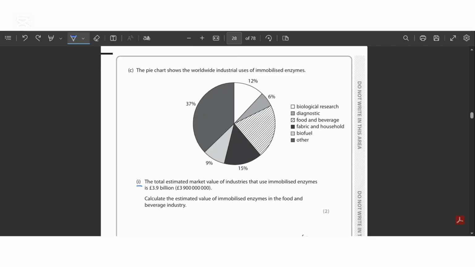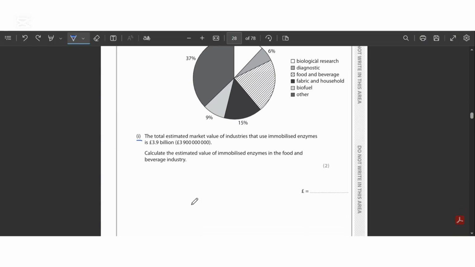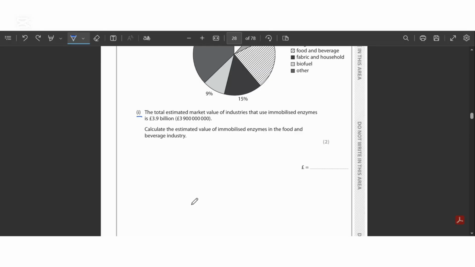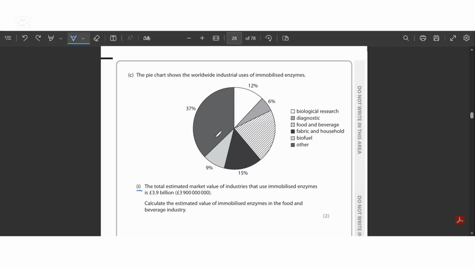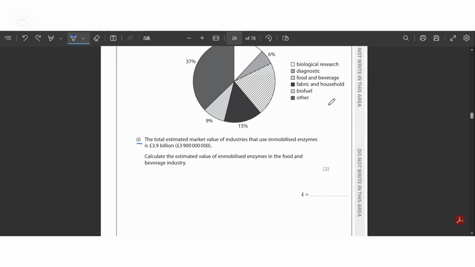Part 1 says that the total estimated market value of industries that use immobilized enzyme is 3.9 billion. Calculate the estimated value of immobilized enzyme in the food and beverage industry. So basically, they're focusing on this part of the proportion. Since they have given us all of these values, we can find this part by subtracting all these values from 100 at once. So let's solve this because we need to obtain this value to find the estimated value of the food and beverage industry.